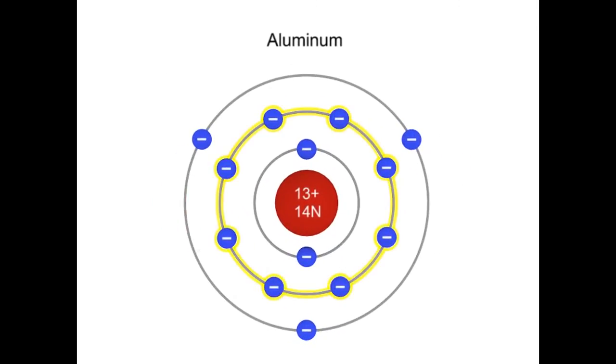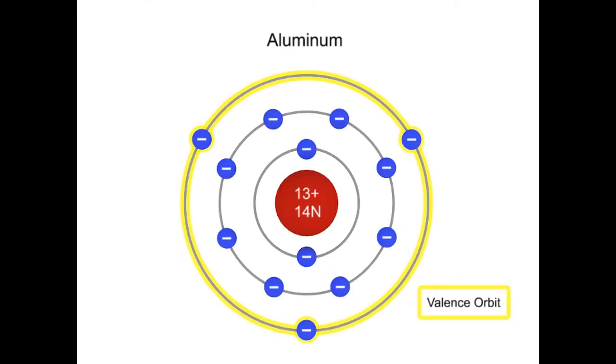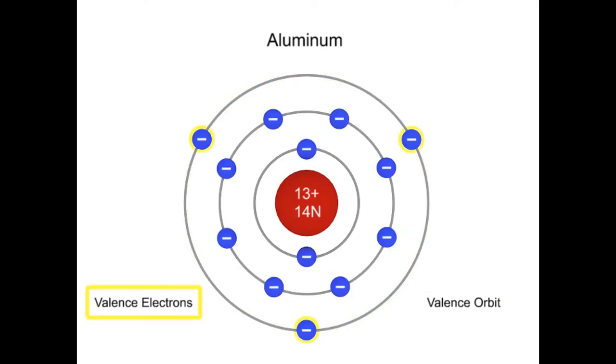Thus, the second shell will accept its limit of 8 electrons, with the third or outermost shell containing the remaining 3 electrons. The outermost shell of an atom is called its valence orbit. The electrons in this shell are called valence electrons. Valence electrons are responsible for giving certain atoms, such as copper, their important current-carrying electrical properties.